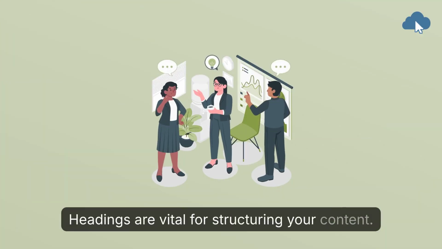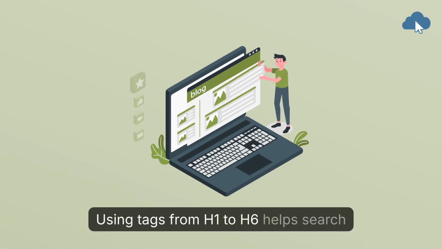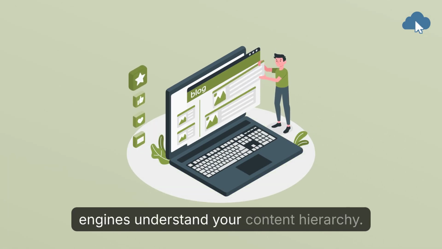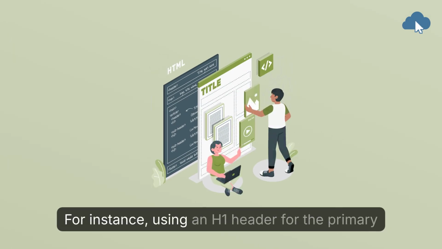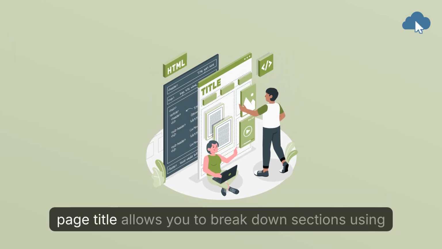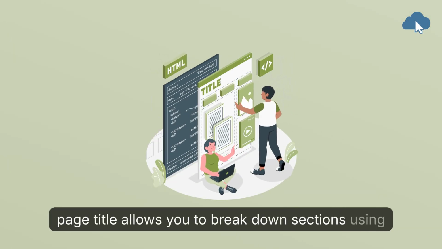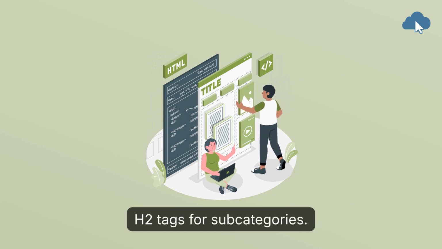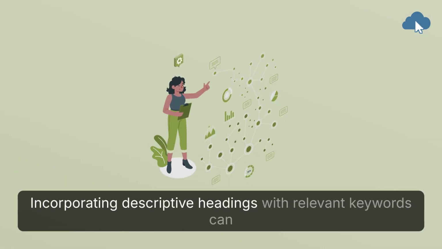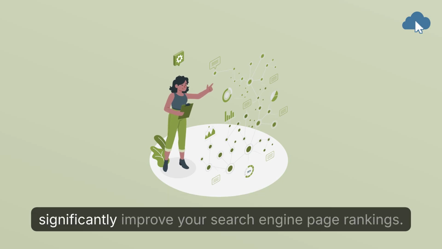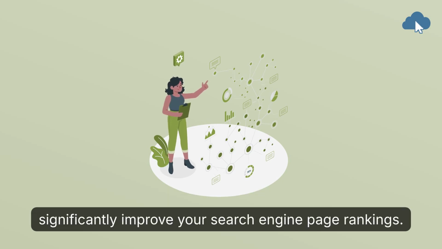Headings. Headings are vital for structuring your content. Using tags from H1 to H6 helps search engines understand your content hierarchy. For instance, using an H1 header for the primary page title allows you to break down sections using H2 tags for subcategories. Incorporating descriptive headings with relevant keywords can significantly improve your search engine page rankings.